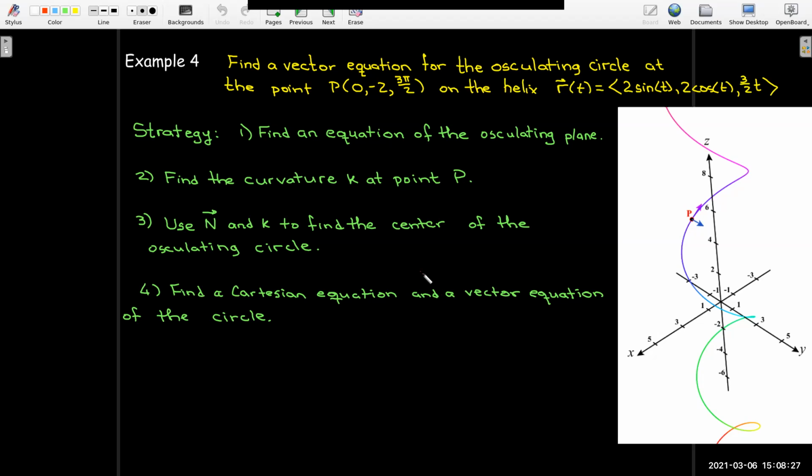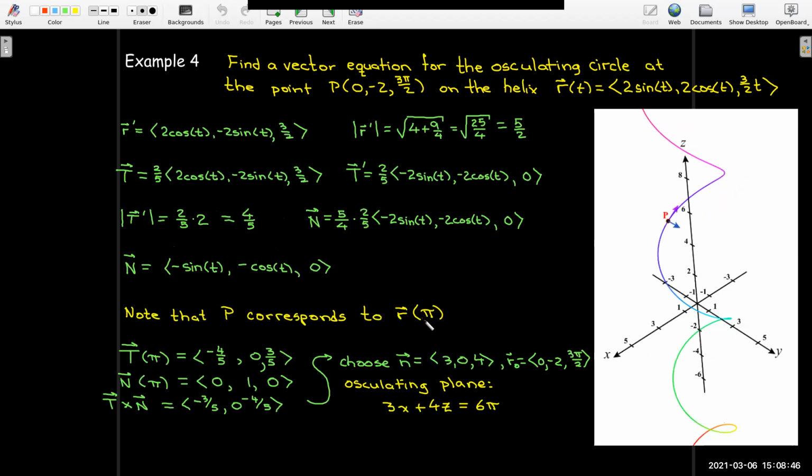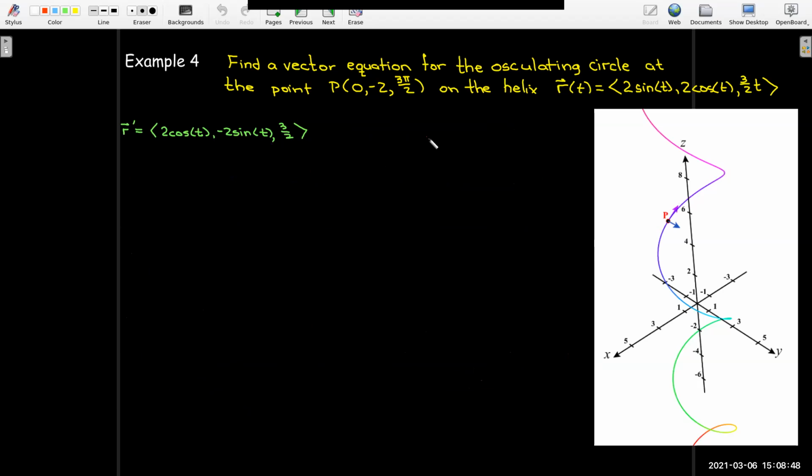So there's a lot of steps here, but all of these are good review. I wouldn't ask you to do all of this in an exam situation, but any one of these steps, given the other information, should be accessible. All right, so let's go through this one step at a time.